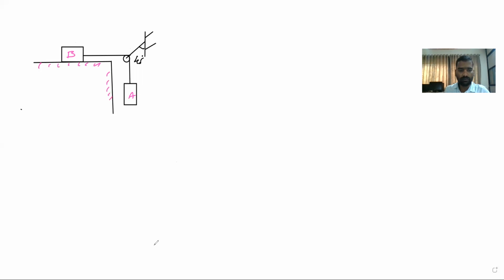So the weight is acting downward, correct? The weight of the block B is given. How much is the weight of the block B? 100 Newton. So this is 100 Newton. And you have to find out the weight of the block A. Okay, see what is asked.